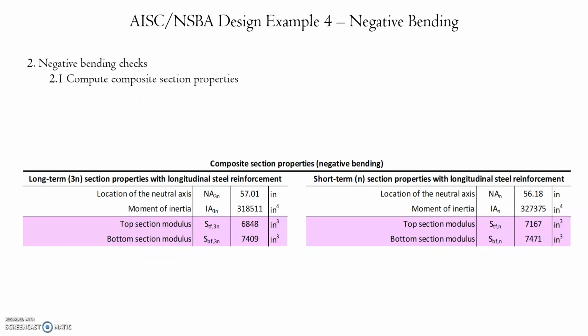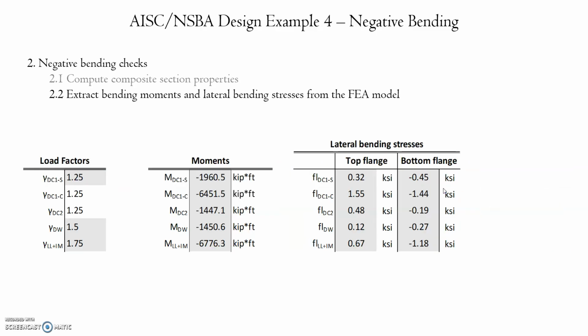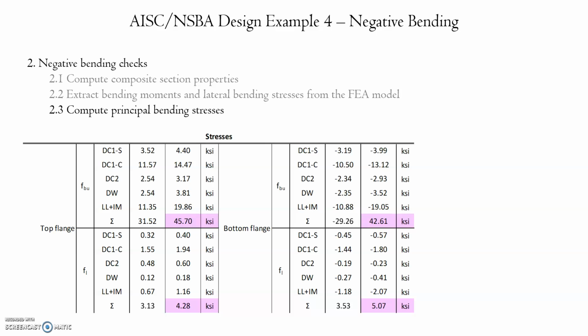For negative bending, the workflow is very similar. We first compute the composite section properties with or without the longitudinal steel reinforcement. We extract the bending moments and the lateral bending stresses from the FEA model. And we compute the principal bending stresses, which will be used for the strength design checks.